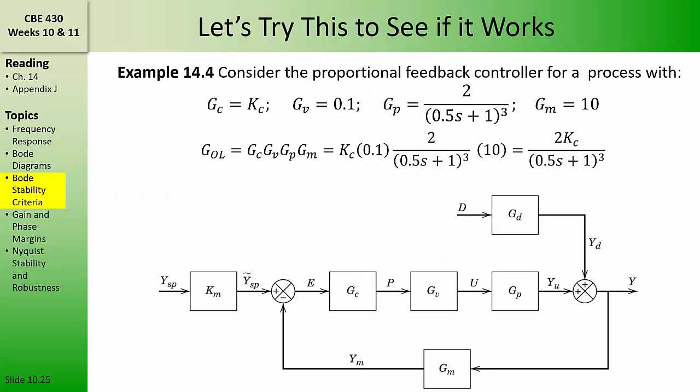Let's try applying the Bode stability criterion to see if it works. We'll consider a proportional only feedback controller for a third order transfer function process given here. We'll assume that the valve and the measurement are both instantaneous, that is, they have no time constants or time delays associated with them and are simply represented by gains. The open loop transfer function then is 2Kc over (0.5s plus 1) cubed. And we want to find the upper limit on Kc, that is, the controller gain, for this feedback control loop using a proportional only controller.